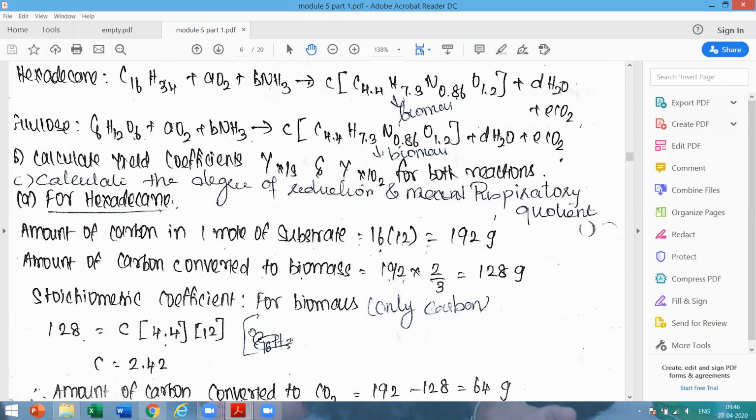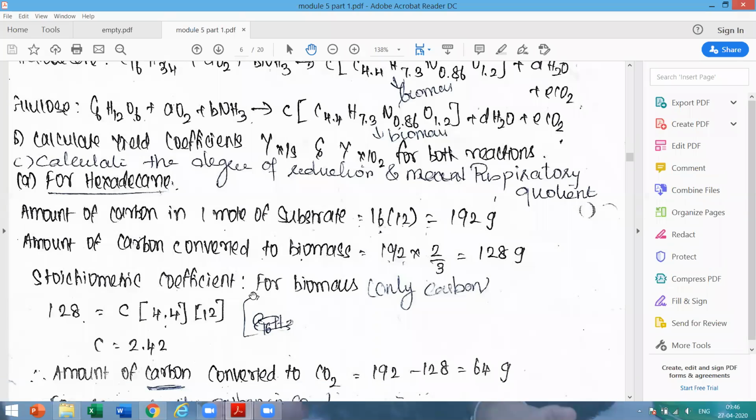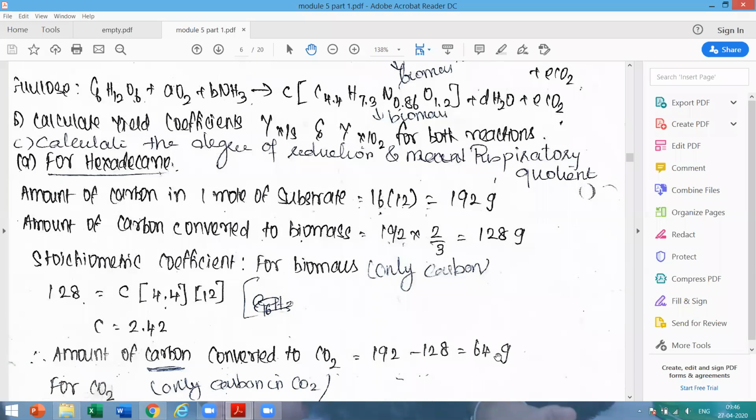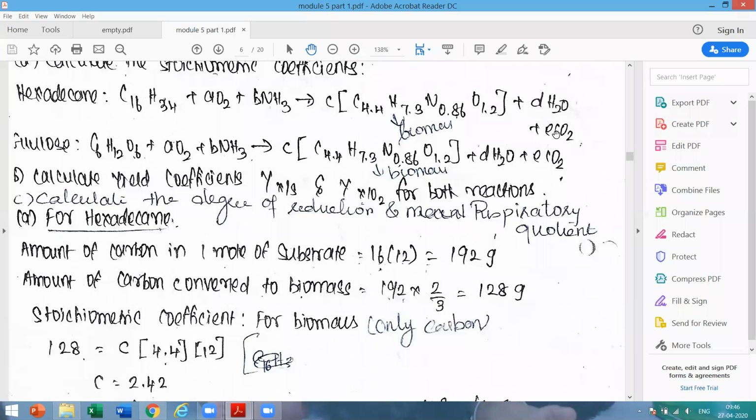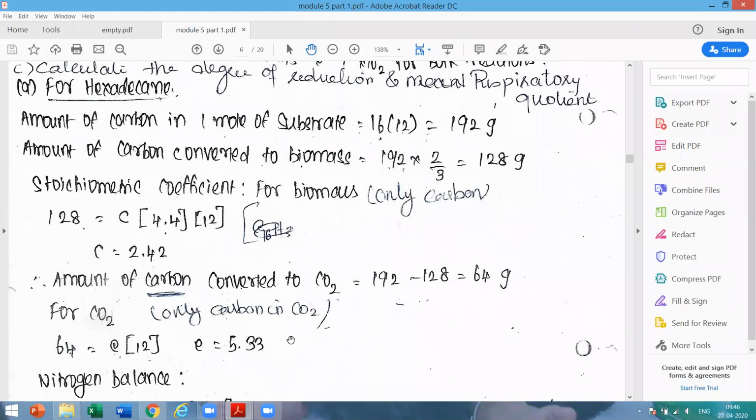The next is the amount of carbon converted to CO2, which is 64. So 64 is equal to 1 into E into 12. So we have got C and E. Since we have considered the carbon, we are not starting with the carbon balance. We will start with the nitrogen balance.